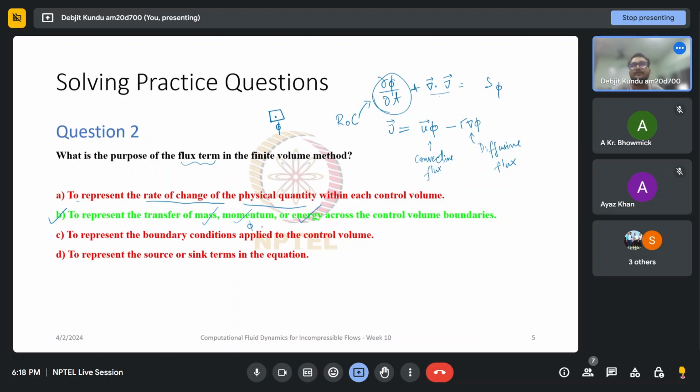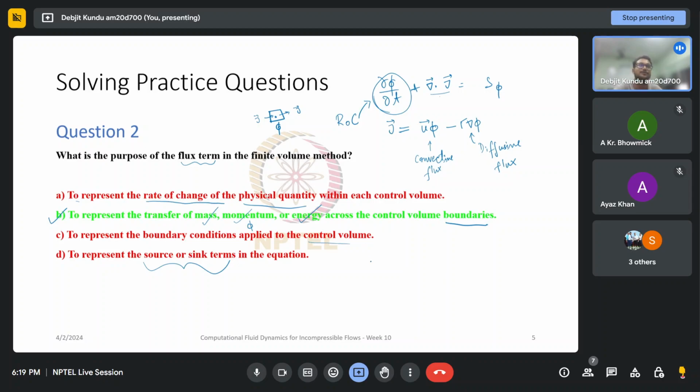And the flux term, as we saw, is the second one. It represents the transfer of these physical quantities across its boundaries. So there is a j incoming here, there is a j outgoing here. The difference between the two, this is for a 1D case. In a 2D case or a 3D case, these dimensions would increase, but the main idea remains the same. And the source term is basically represented by the source term, as we call it, so source or sink, whatever.